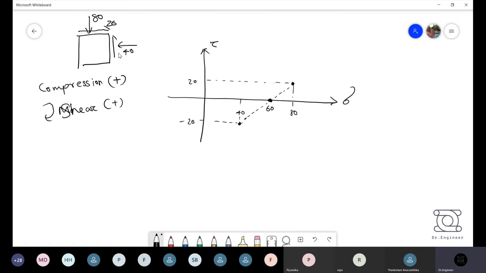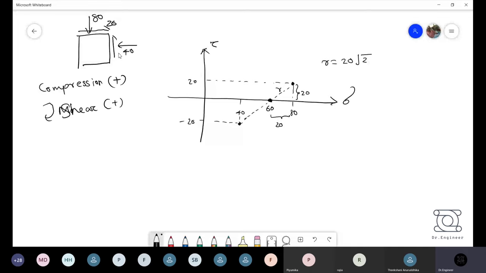Both are congruent triangles. Congruent triangle means similar triangle. So obviously this is 60. This distance is 20 and this distance is 20. So my radius R is 20 root 2, by Pythagoras theorem. So what would be the Mohr circle?